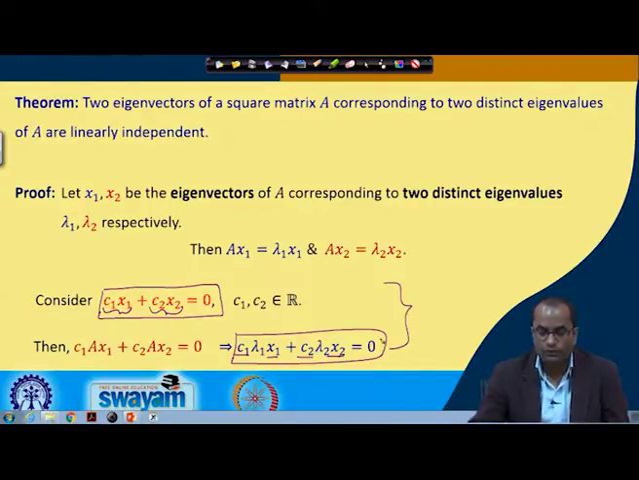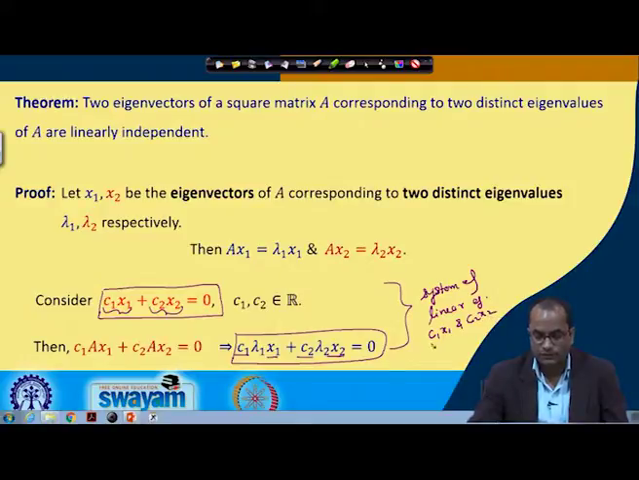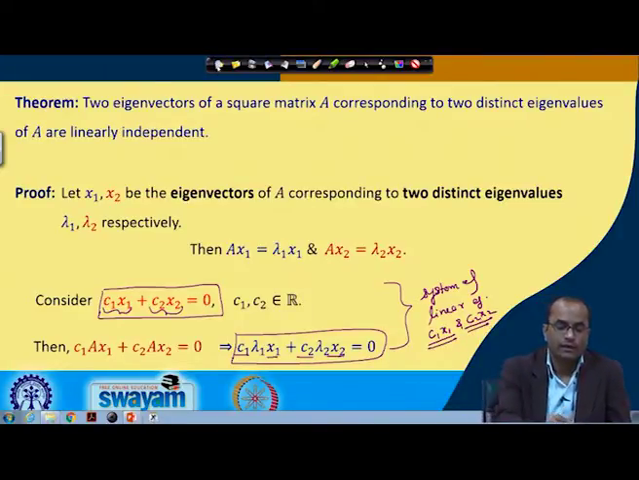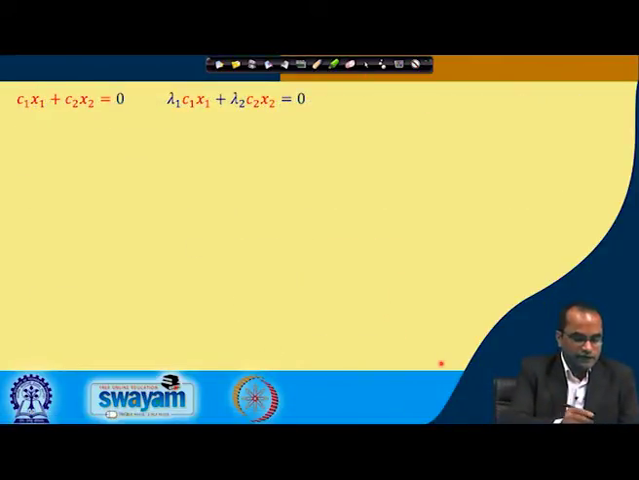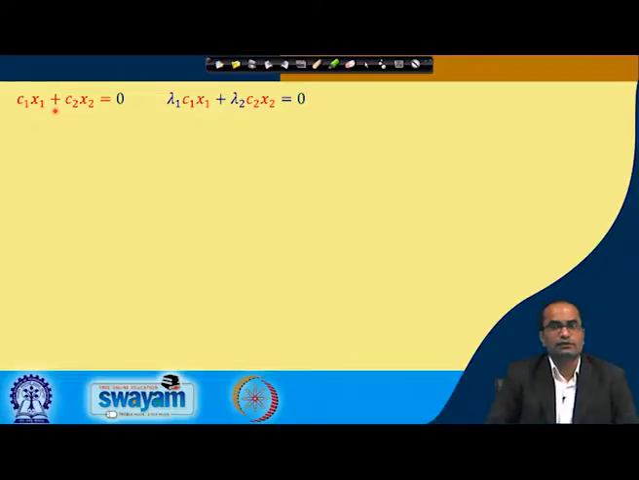So, these two form a system of linear equations, and the unknowns here are C 1 x 1 and C 2 x 2. So, we have two equations now: C 1 x 1 plus C 2 x 2 is equal to 0, and lambda 1 C 1 x 1 plus lambda 2 C 2 x 2 is equal to 0. So, we want to solve now for C 1 x 1 and C 2 x 2.